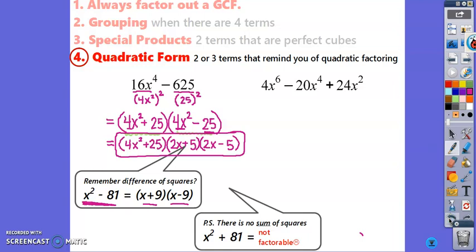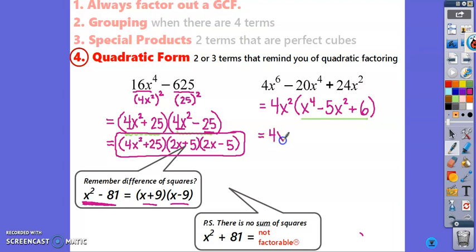Alright, last one. What should we always check first? To see if we can factor out something, and I think I can factor out a 4 from each term and an x squared from each term, leaving me with x to the 4th minus 5x squared plus 6. So that's after factoring out. Does this part right here remind you of a quadratic looking thing? Like if it wasn't a 4 and a 2, if it was a 2 and a 1, it would look sort of quadratic. Let me show you what I mean.